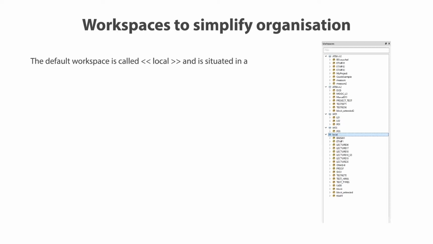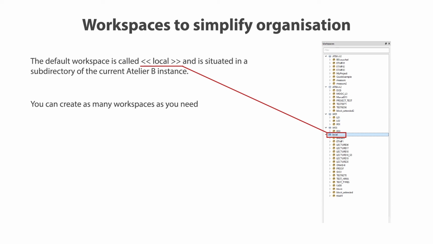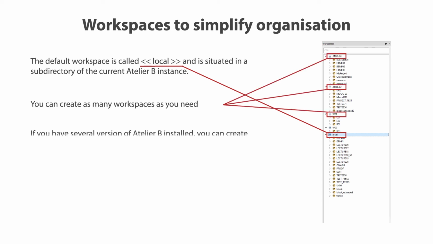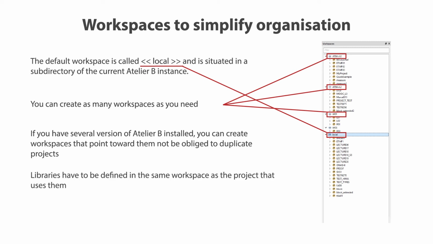Workspaces are logical spaces where you can create projects. They allow you to avoid the cluttering of your development space with hundreds of project entries. Workspaces can be opened and closed at will. The default workspace is called local and is situated in a subdirectory of the current Atelier B instance. You can create as many workspaces as you need. If you have several versions of Atelier B installed, you can create workspaces that point toward them, not being obliged to duplicate projects. Libraries have to be defined in the same workspace as the project that uses them.